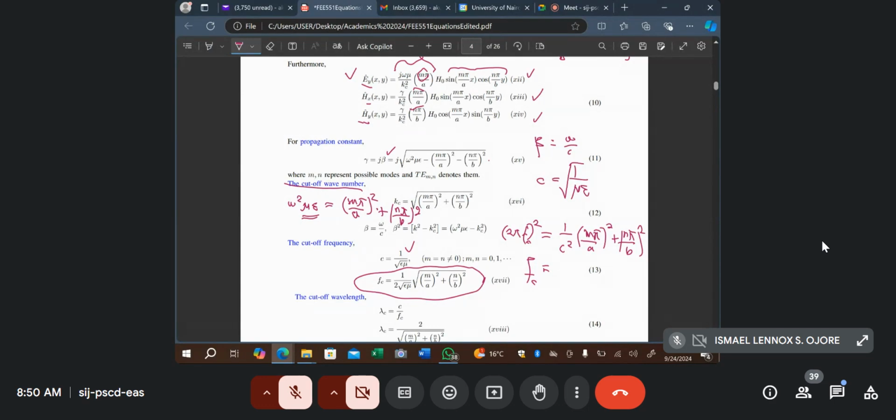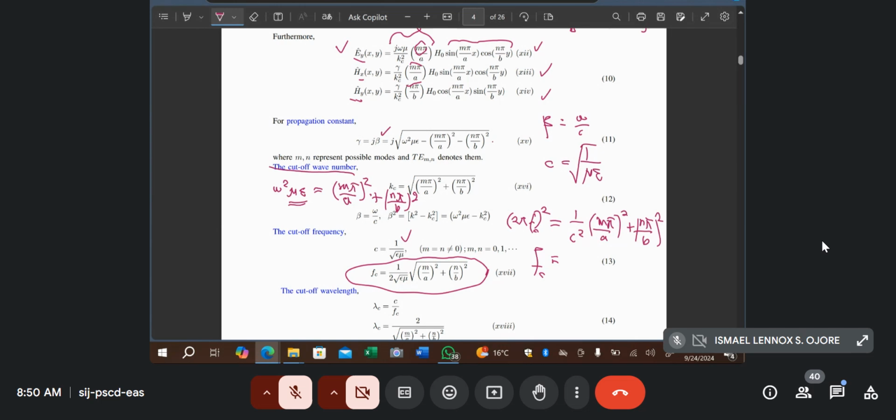Okay, so the cutoff frequency. Can somebody now tell us what the cutoff frequency is? How would you define it? What is cutoff frequency if somebody asks?